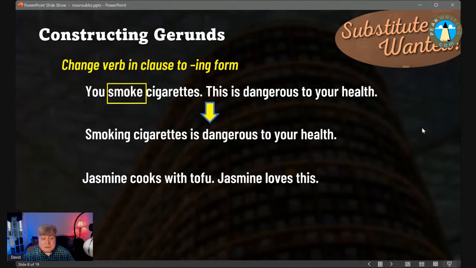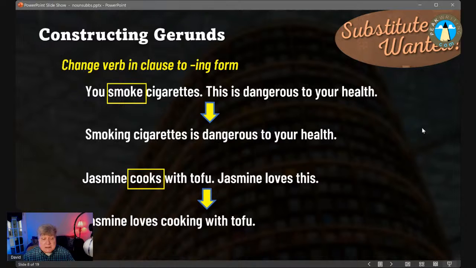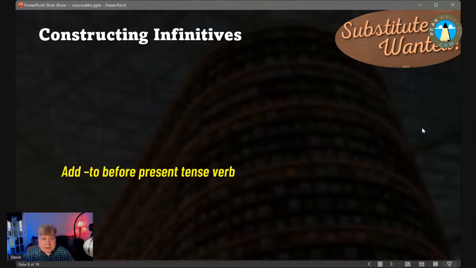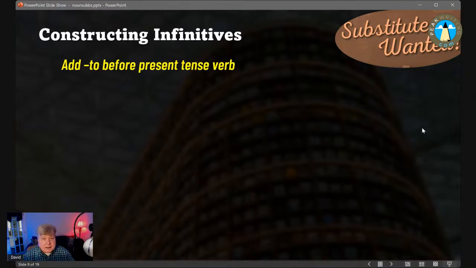Here's another example. Jasmine cooks with tofu. Jasmine loves this. Change the finite verb to ing. Jasmine loves cooking with tofu. I think I said the name wrong. I'm sorry. Jasmine loves cooking with tofu. So that's a gerund. Let's talk about how to create an infinitive.